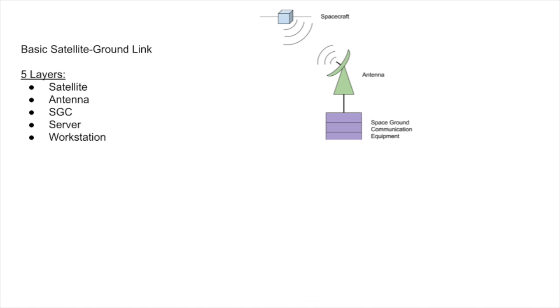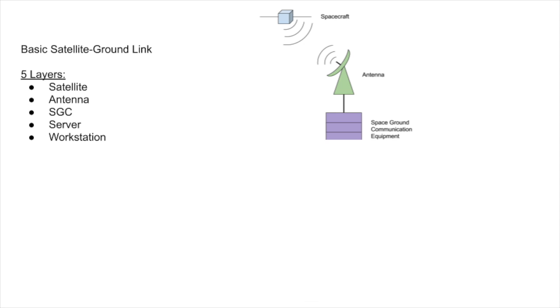Next is the SGC layer. SGC stands for Space Ground Communication Equipment. This layer is responsible for many things related to processing the signal. It converts the data from an analog signal to a digital signal and vice versa. It's also responsible for packetizing the data before it's sent to the satellite. The SGC also does things such as routing, encrypting, setting the data rate, and properly modulating the signal.